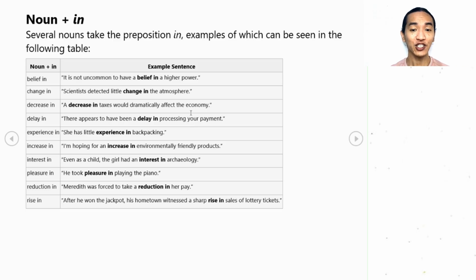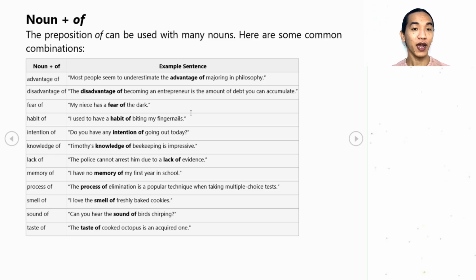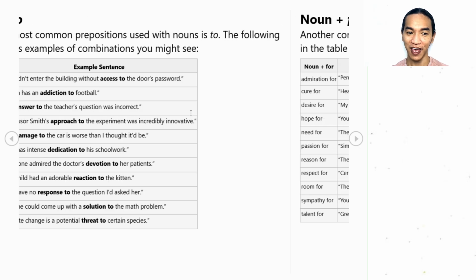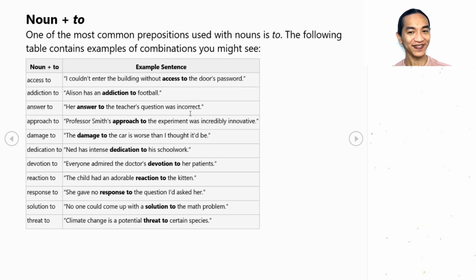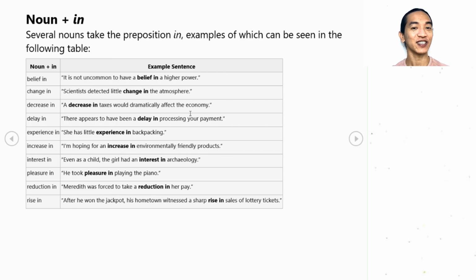So these are just some of the examples for the first part of our nouns plus prepositions. Okay. There are more combinations that we will be talking about. But for this time, I want you to take a look at these examples here. Okay. And try to remember them. I think that is all for this part.